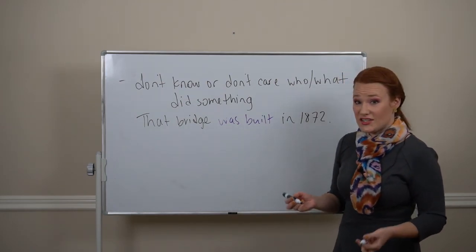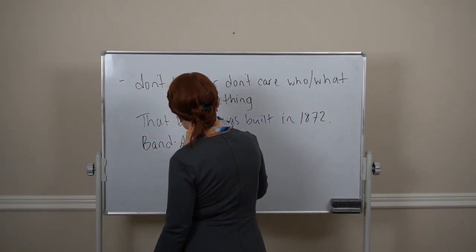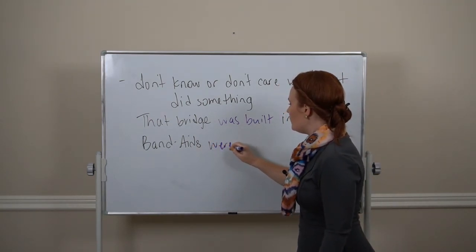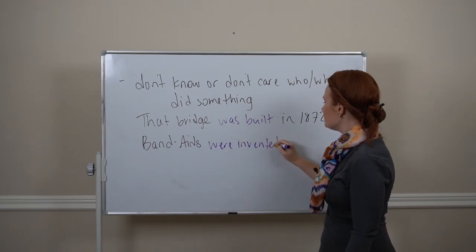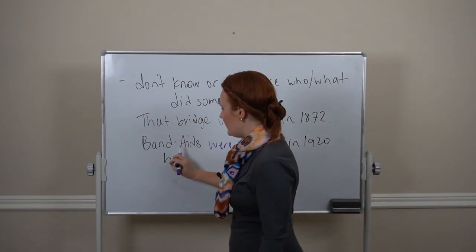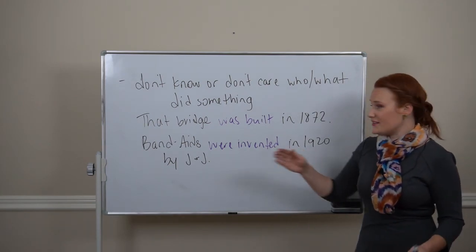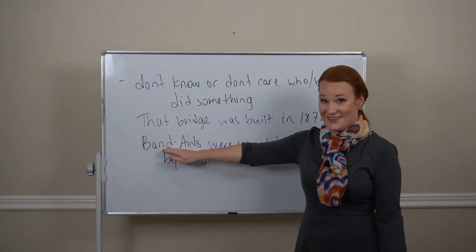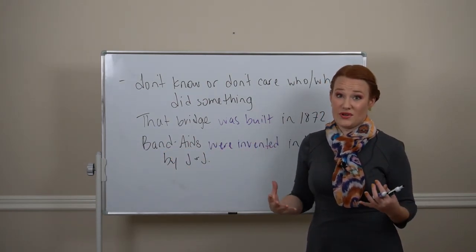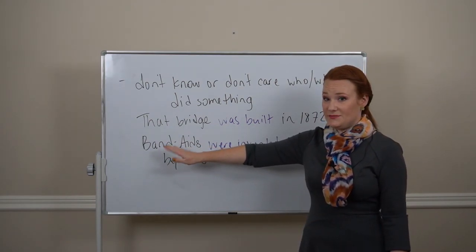We'll use it for inventions. Band-Aids, the sticky bandage you use. They were invented in 1920 by a company called Johnson & Johnson. So in this case, we're just focused on the thing that was invented. Yeah, sure, J&J did it, but that's not the most important idea here. We're really emphasizing the thing that's being acted on. So here, it's Band-Aids.